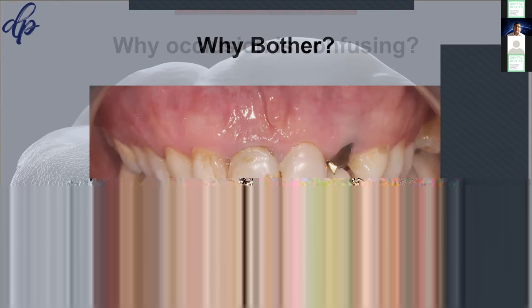So when you're looking at occlusion, it's not just teeth. You have teeth, periodontal ligament, gums, muscles, TMJ, and then neuromusculature, so you have neurons working alongside. Everything is an occlusion team. So when you're considering occlusion, you must consider teeth, TMJ, muscles, everything together.